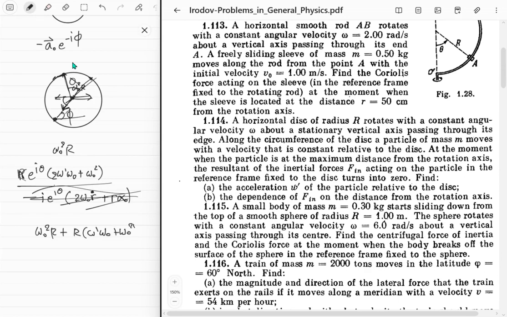Oh, it should be 2. Sorry, it should be 2 over there. Sorry, I forgot that completely. That's what we're looking for. That is our inertial acceleration. Weird, right? Inertial. Fine, that's the thing.